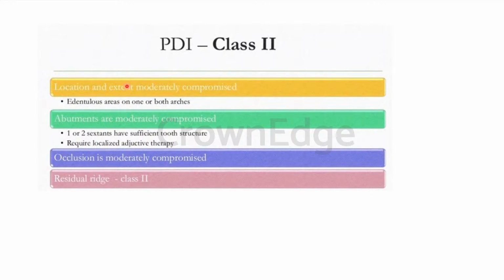It could be a slightly longer span. The abutments were not compromised. They are perfect abutments in class 1, but in class 2, they are moderately compromised. Occlusion also is moderately compromised in your PDI class 2. And your residual ridge is again a class 2, in which there is a loss of height. The width is still maintained, but there is a loss of height in your residual ridge. All these factors are what account for PDI Classification Number 2.